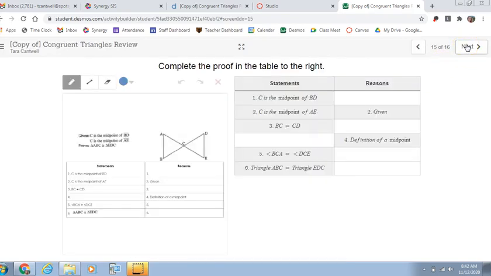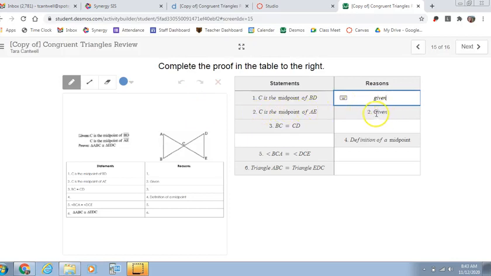Our last two problems are proofs. Sorry, they're a little bit smaller, a little bit hard to see, but we are given that C is the midpoint of BD and C is the midpoint of AE. We're trying to prove the triangles are congruent. So first, we want to take our given information. We're given that C is the midpoint of BD, so we would write that. C is the midpoint of BD. And our reason there, how do we know that? It's given to us. We're also given that C is the midpoint of AE, so we state that, and we know that because it's given.